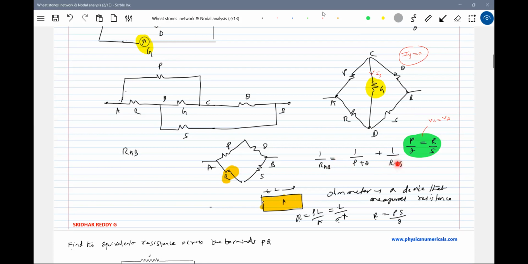Like that, we can find out the effective resistance across AB. We can't find it by any other method. Any other method will be very lengthy. Just convert this into the form of a Wheatstone network and redraw the circuit, and you'll be in a better position.